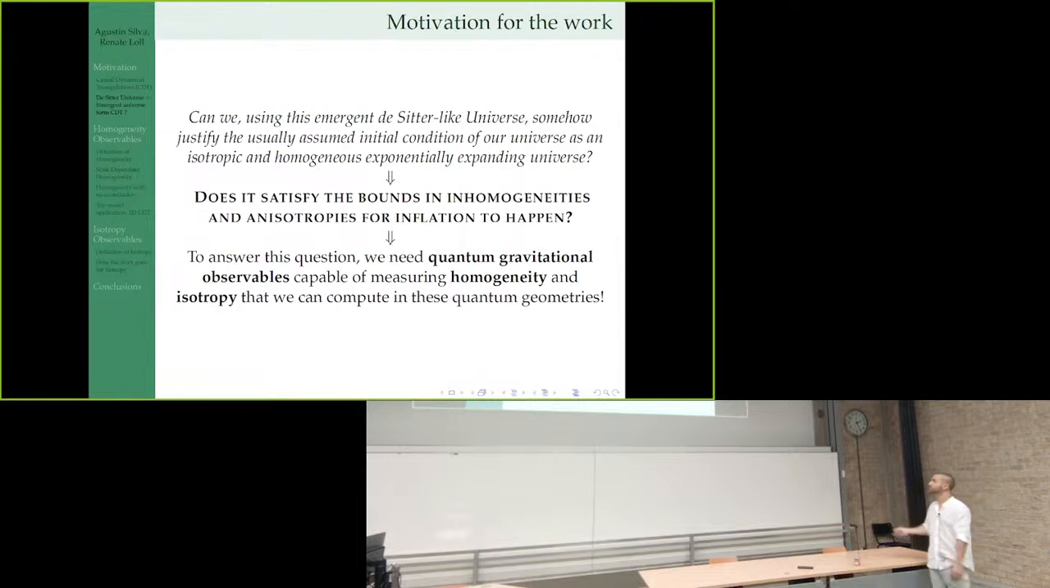Now, the questions we want to address are: can we, using this emergent theta-like universe, somehow justify the usually assumed initial condition of our universe as an isotropic and homogeneous exponentially expanding universe? And therefore, does this emergent universe satisfy the bounds on inhomogeneities and anisotropies, for example, for inflation to happen? To answer these questions, we need to construct quantum gravitational observables that are capable of testing quantitatively if the emergent spacetime is inhomogeneous or anisotropic.